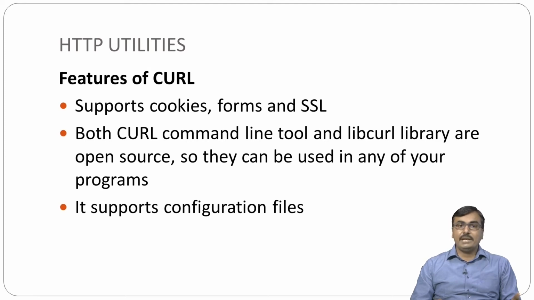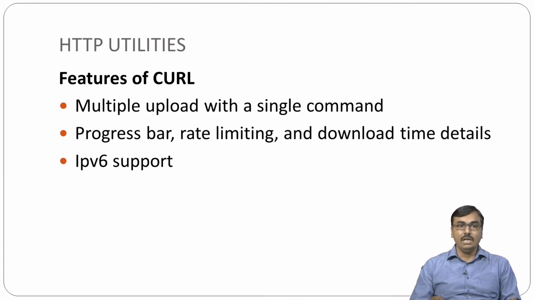Both the curl command line tool and the libcurl library are open source, so they can be used in any of your programs. It supports configuration files as well as multiple uploads with a single command, so we can upload many files through a single command. It also has a progress bar, rate limiting and download time details. All these are features available in curl. It also supports IPv6, that is IP version 6. In the normal scenario we use IPv4, but the advanced version of the internet protocol is IPv6, and it is also supported by curl.